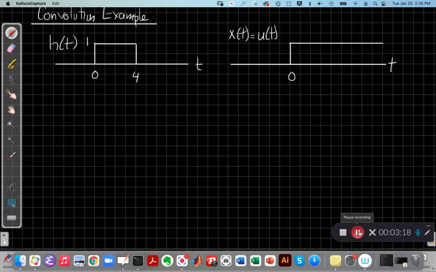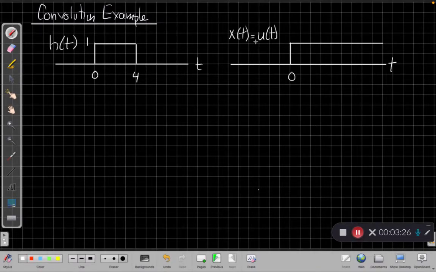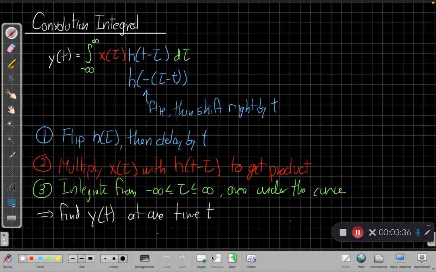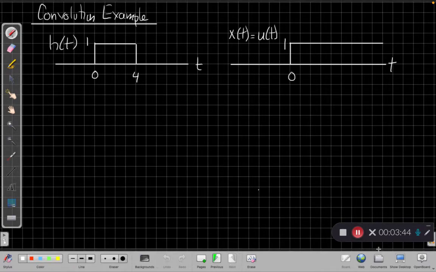Okay, so in this example, I'm going to convolve h of t that looks like this, which is a pulse of height 1 from time 0 to 4, with x of t being the unit step. So this has height 1 for all time. And so I'm going to implement the convolution integral like we talked about on the last page. I'm going to write this as x of tau and then have a flipped and shifted version of h of tau. So let me start by drawing those.